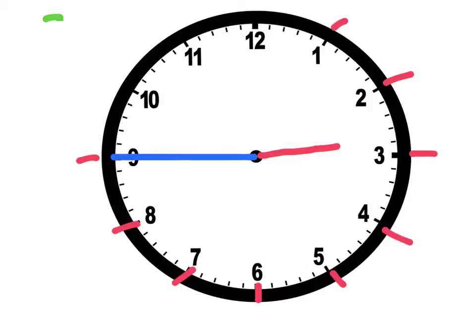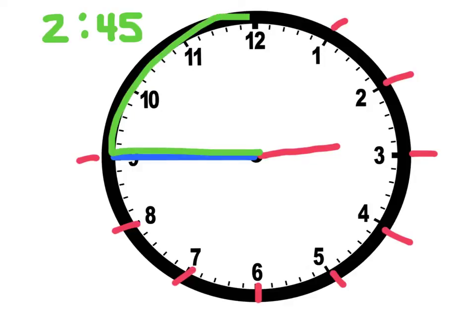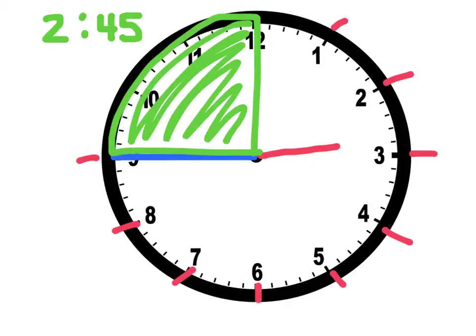I can say that and write that as 2:45. Another way that we can say it is that it's a quarter to the next hour, quarter to 3. There's only one more quarter of this clock that the minute hand has to travel until it reaches 3 o'clock. So when it's 2:45, sometimes we say it's quarter to 3, because the minute hand only has to travel one more quarter to get to the next hour.